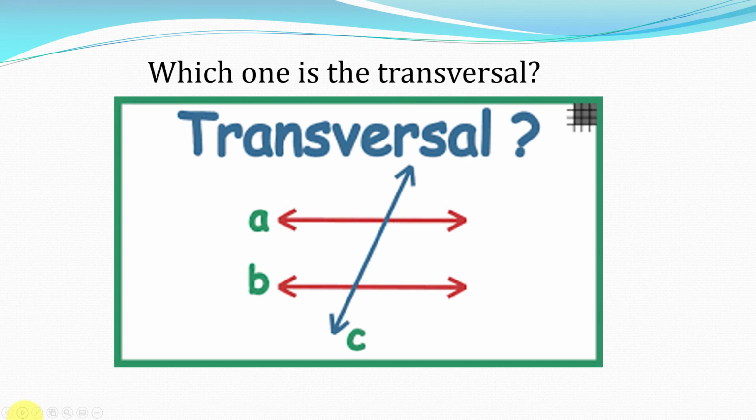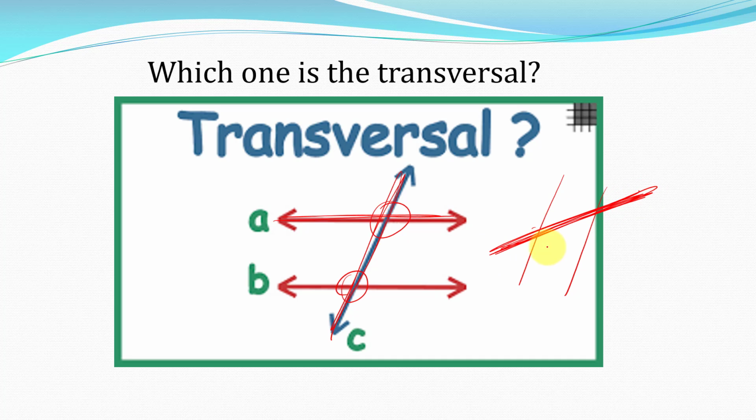So which one of these lines is the transversal? Okay, A only is hitting one other line. B only hits one other line. So the transversal is the one that's hitting both of them. So C is the transversal. It doesn't have to be horizontal, it could be like this, right? It could be sitting in any direction. And in this case, this line would be the transversal because it's hitting two others.